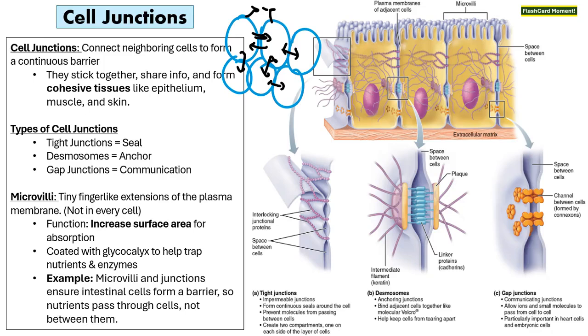So tight junctions are going to seal cells between one another. They're going to create a seal between 2 cells. Desmosomes are going to create an anchor between cells, and then we're also going to have gap junctions which help with communication between cells. Okay?